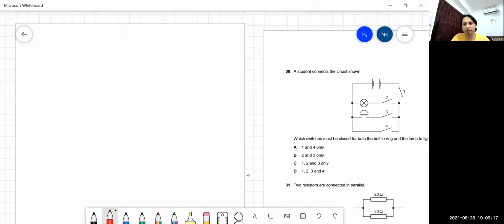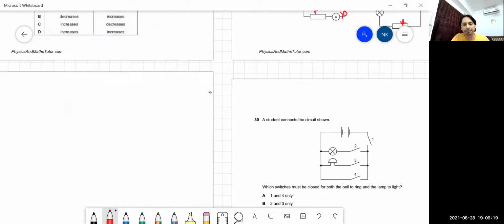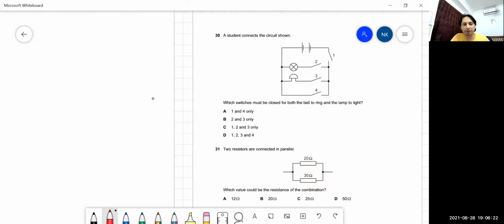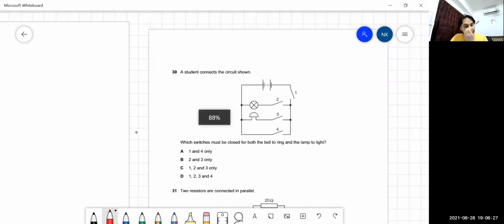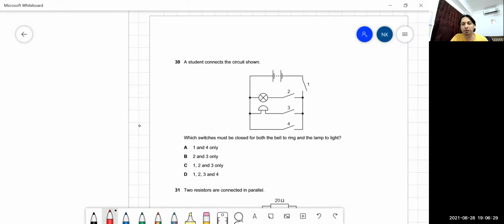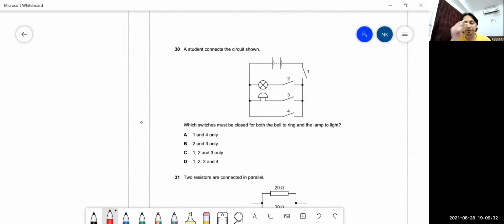Question number 30. Okay, let us do this question number 30. In question number 30, a student connects the circuit shown in the diagram. Again, this is based upon the components, but let's try this one also. Which switches must be closed for both the bell, this is the bell children, to ring and the lamp to light? Bell will ring and lamp will glow. Which switches must be closed?